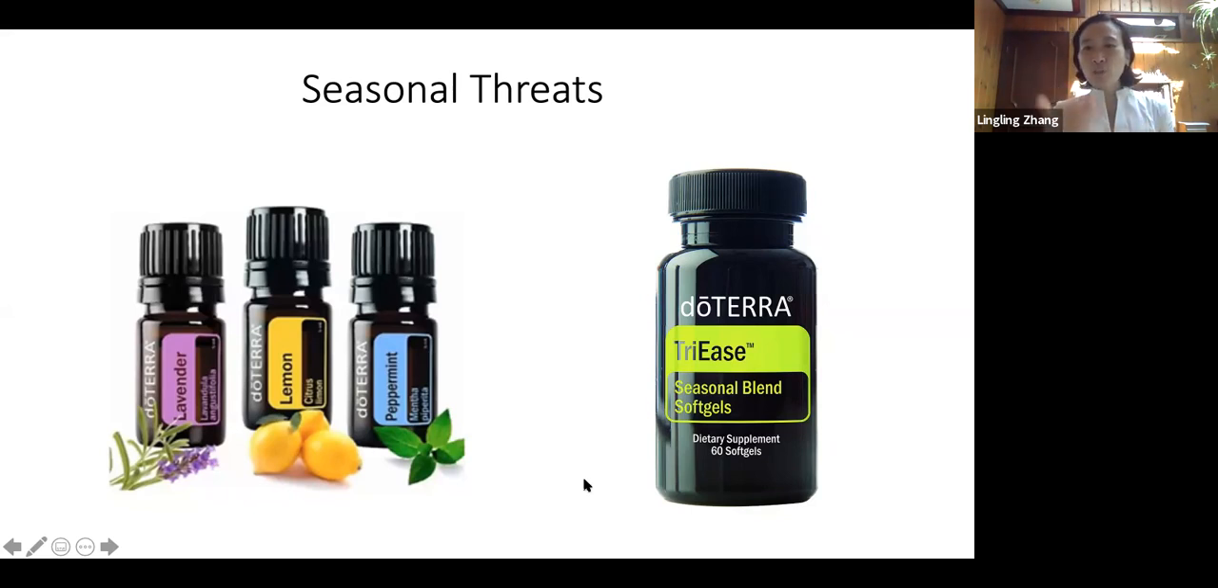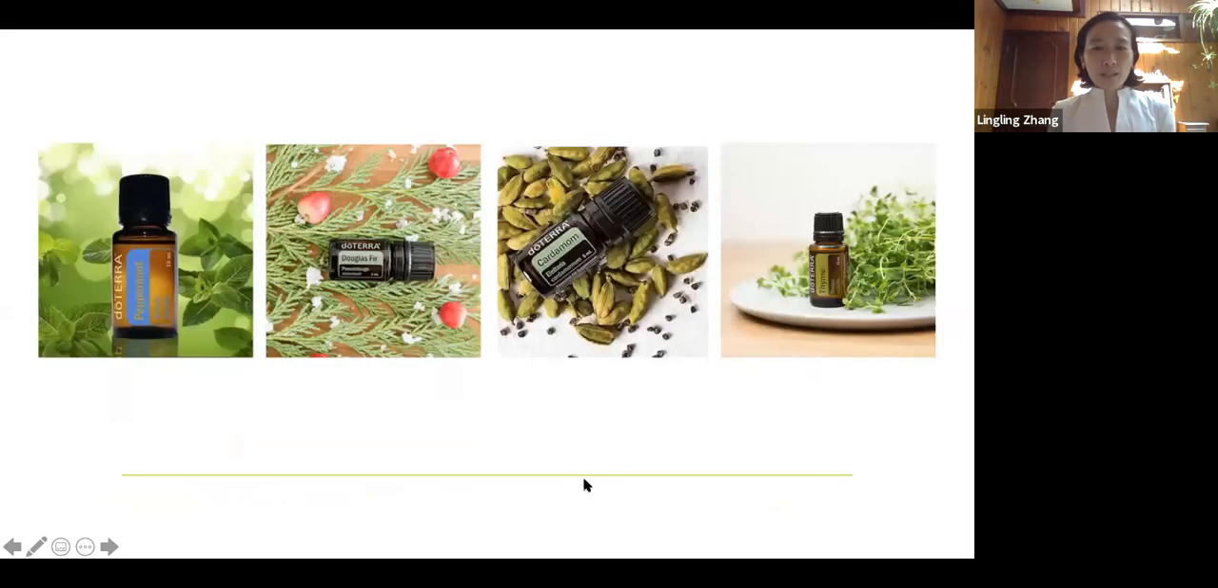So it's easier for you to intake, because some people don't like the bitterness that essential oil has. So taking the soft gel provides a very convenient and comfortable way to intake the oils. So in this season, if you do have the issue, you've got to have this Tri-Ease at your home. Now, there are other oils.